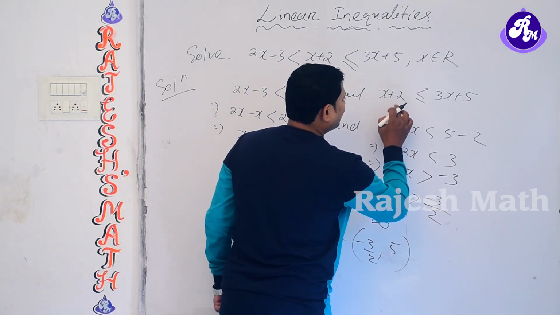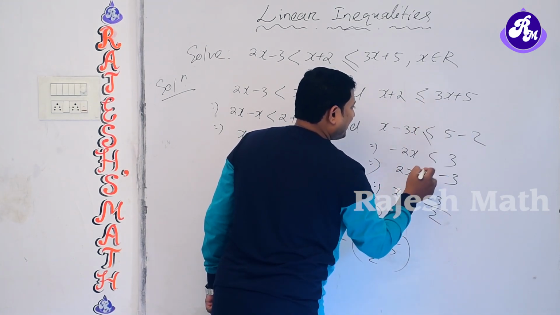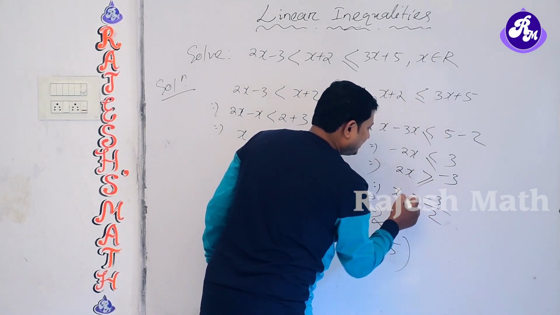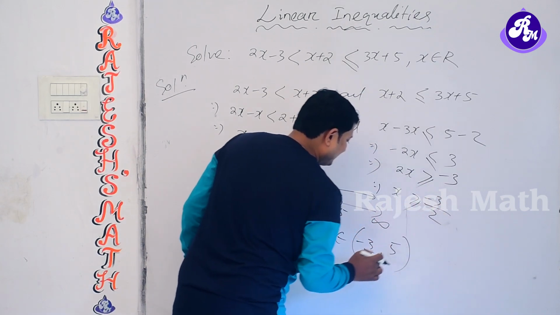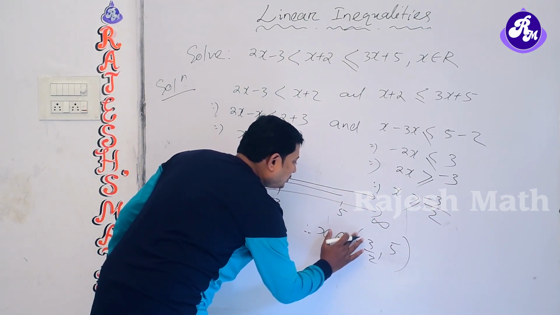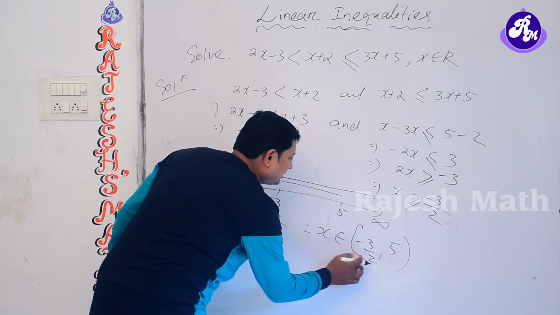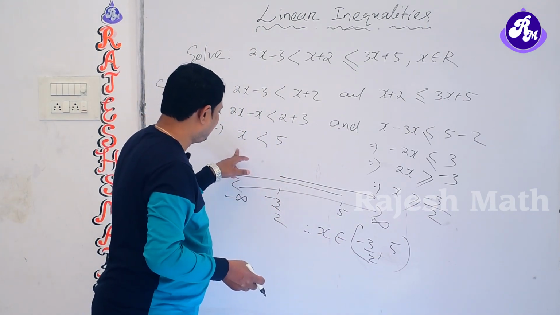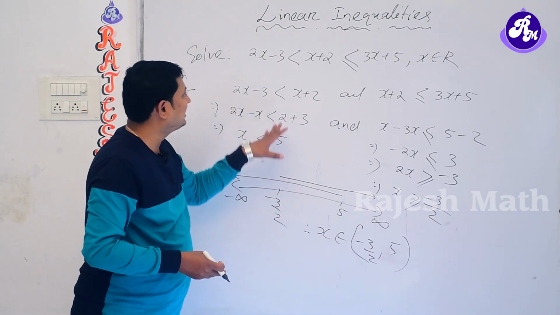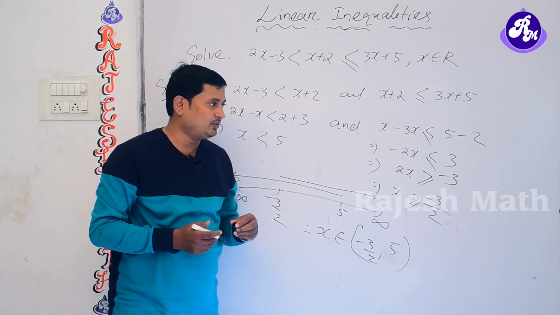Actually, students, x plus 2 less than or equal to 3x plus 5 was there, so I had forgotten that actually. x greater than or equal to minus 3 by 2. So minus 3 by 2 will be included, and 5 will be excluded. And that's all for this system of linear inequations.